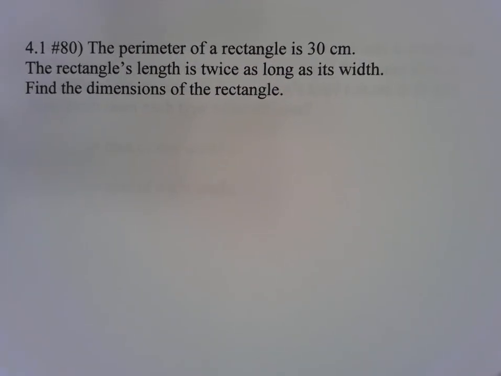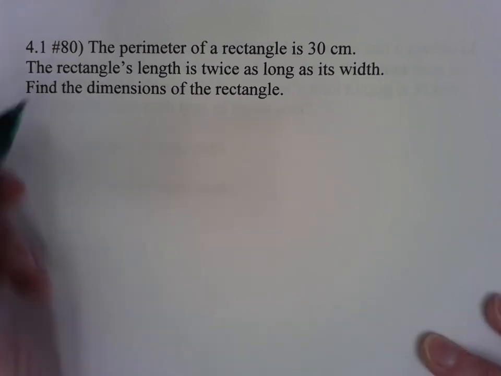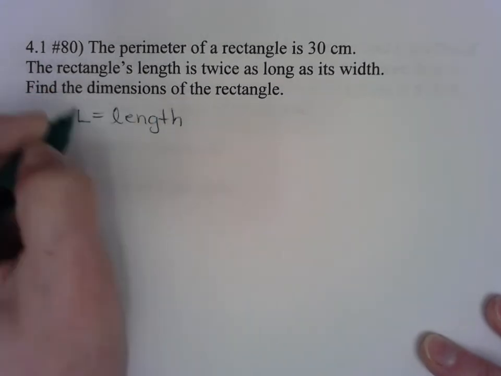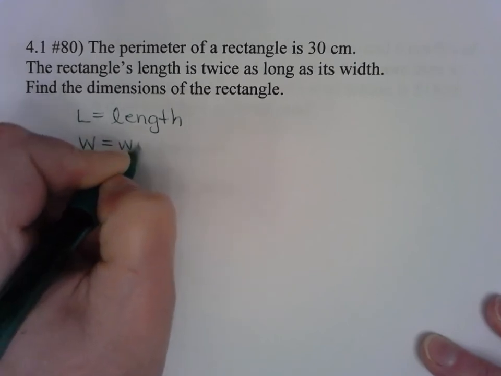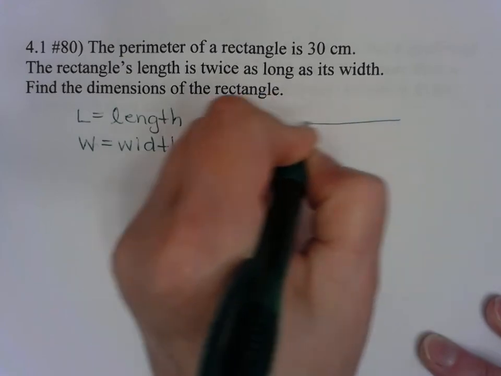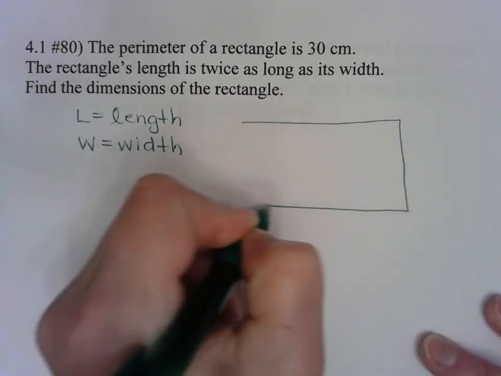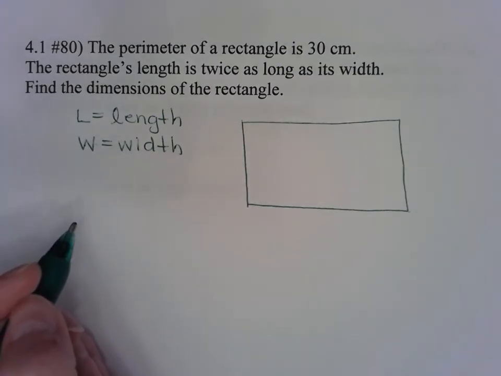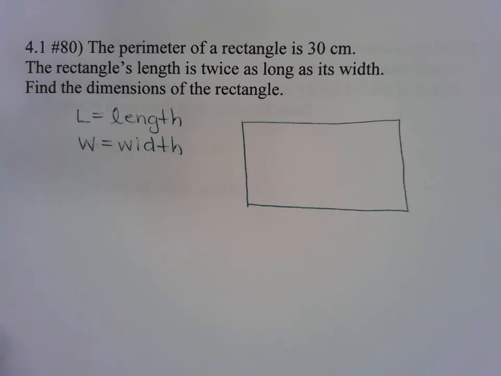Okay, here is another problem involving the perimeter of a rectangle. So we have the perimeter of a rectangle is 30 centimeters. The rectangle's length is twice as long as its width. Find the dimensions of the rectangle. Okay, so again, usually we use L for the length and W for the width. Okay, and you can do this a couple of different ways. I think we showed both methods last time, okay.